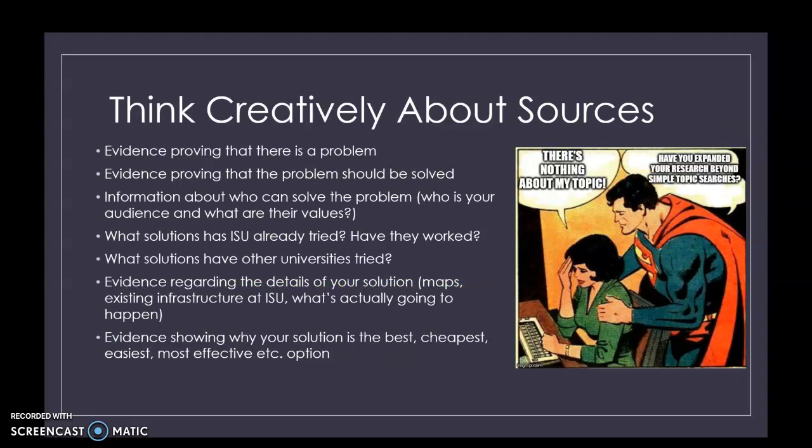You should also look for sources that provide evidence proving there is a problem, evidence proving the problem should be solved, information about who can solve the problem, so who is their audience and what are their values, what solutions has ISU already tried, have they worked, what solutions have other universities tried. You can find evidence regarding the details of your solution, like maps, existing infrastructure at ISU, what's actually going to happen and change. And finally, evidence showing why your solution is the best, cheapest, easiest, most effective, etc.